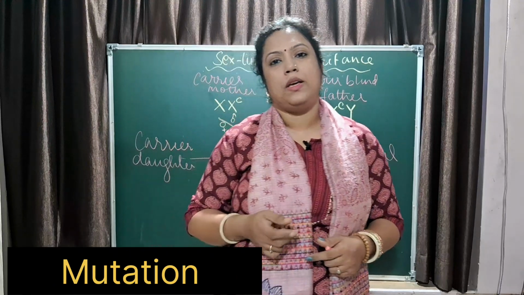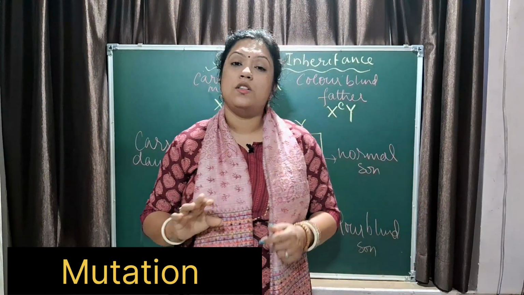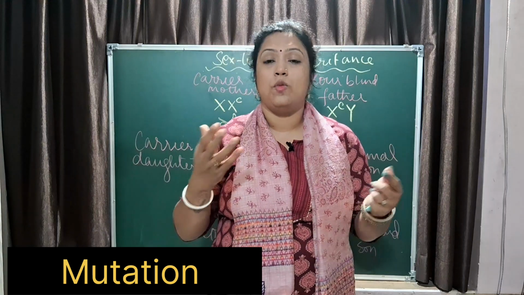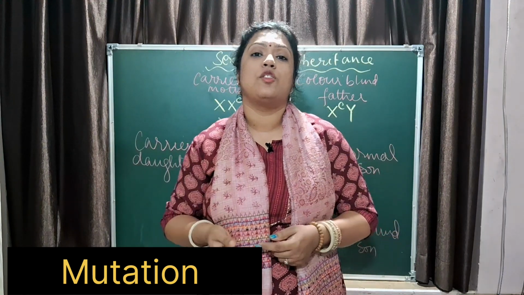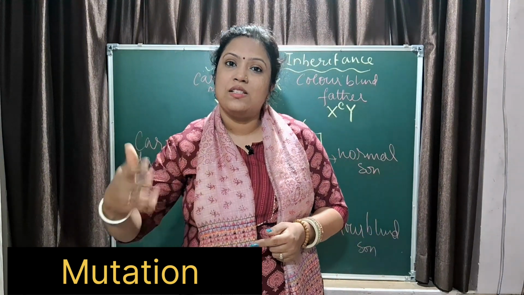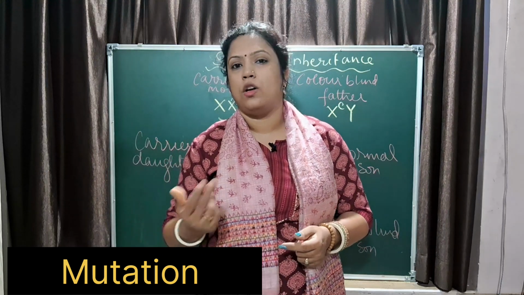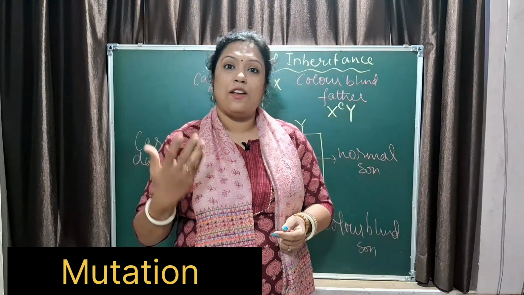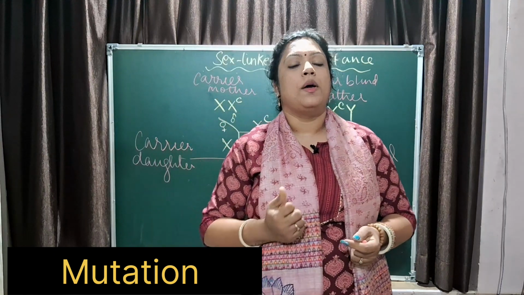Now, the next topic in this chapter is mutation. What is mutation? A sudden change in your gene, in the chromosome number or the structure of chromosome that can change the characteristic of a person is called mutation. Matlab, physical appearance or any kind of malformation can happen because of mutation.